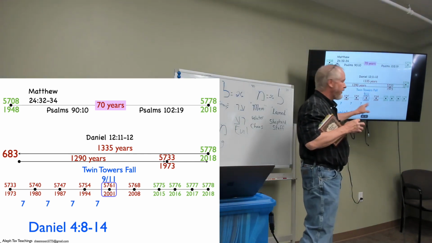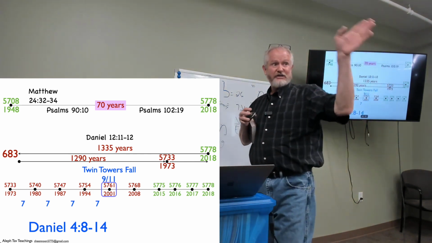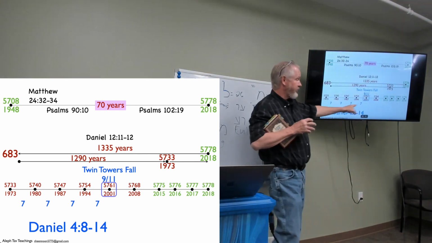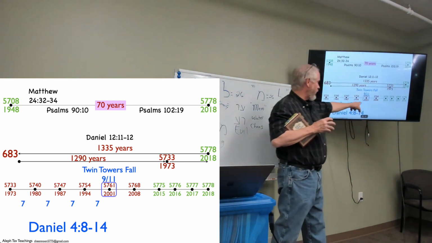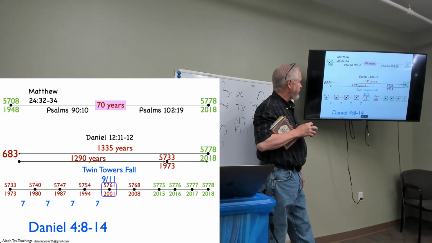Seven years later, 21 angels, right? So three sevens is what we're going to be counting. The count of the sevens. So seven years later, right on a sabbatical year, the Twin Towers fall.